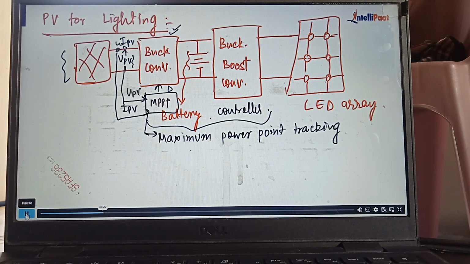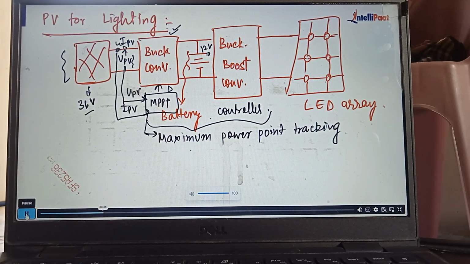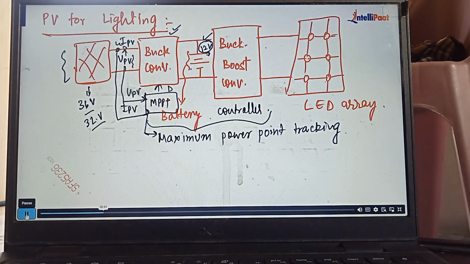Buck converter, because the battery voltage is 12 volt only, and suppose the panel voltage is 36 or 32 volt. So what it will do, it will buck the voltage to the 12 volt battery. Because most of the time, along with this LED array or in the street light, we are using a 12 volt battery, right? A 12 volt or 24 volt battery is installed. So the first converter is responsible to charge the battery in daytime, because solar insolation is available. In night time, this circuit is disconnected because energy is not available from the PV array side.